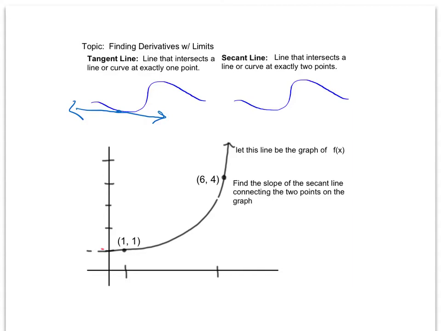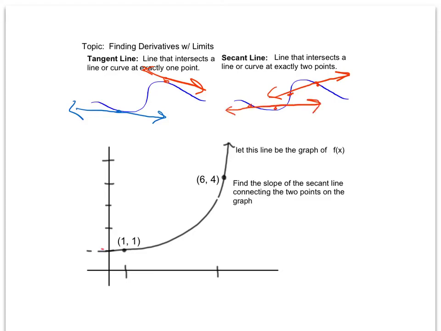And I'm going to change colors so it shows up a little bit better. I could draw a tangent line into my curve right here. I could draw tangent lines all over my curve. I can also draw secant lines all over my curve. A secant line is going to touch exactly twice. There's an example of a secant line. Here is an example of another secant line.